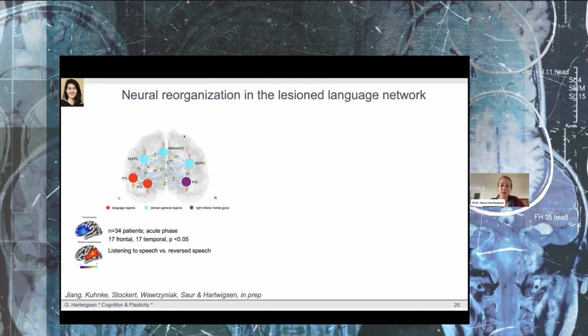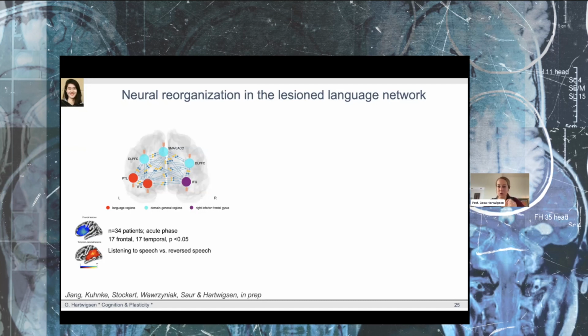And finally, we also included the right IFG because it is still hotly debated whether the early upregulation of the right IFG during aphasia recovery is adaptive or maladaptive, so just reflecting disinhibition after stroke. And here the question was, how does the interaction between these domain general and the language areas change across the time course of recovery, and which of these changes are predictive or associated with good language behavior and recovery?